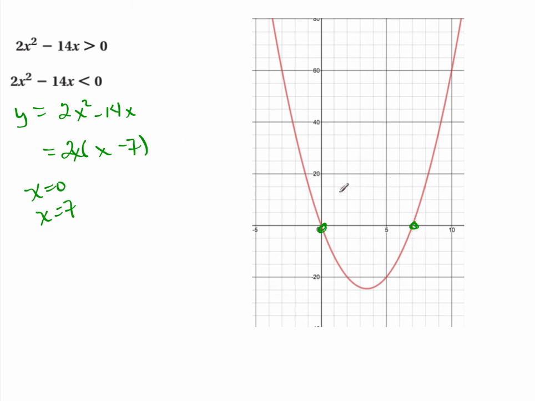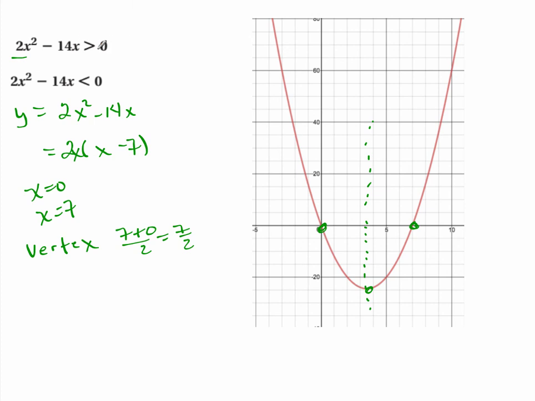Now, you know that the vertex is halfway between the zeros. So the vertex will be at (7 + 0)/2, or 7/2. So I'm going to put my curve in here. Turns out we really didn't need to do that for this problem. Well, you do need to find the vertex y, because you need to know if it's upward facing or downward facing. I guess you know it's upward facing because this is positive. So you know it's going to curve like this.